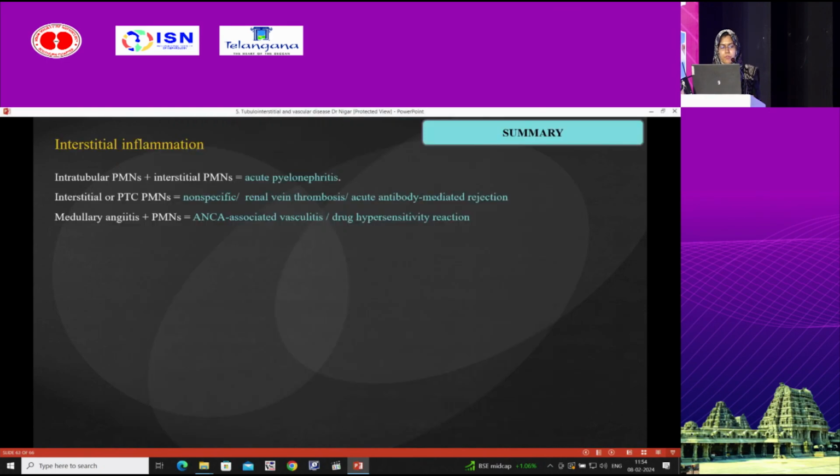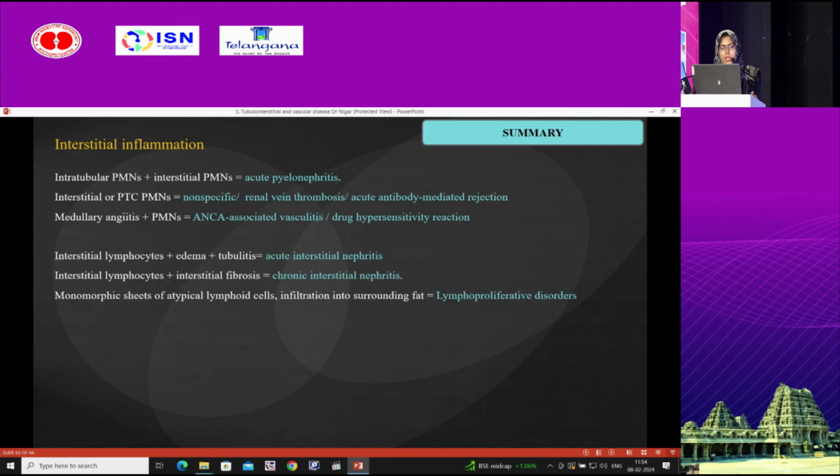So to summarize our findings, interstitial neutrophils with neutrophil casts suggest acute pyelonephritis. Polymorphonuclear cells in PTCs can be seen in renal vein thrombosis or acute antibody-mediated rejection. Medullary angiitis with neutrophils is usually seen in ANCA-associated vasculitis or drug hypersensitivity reaction. Interstitial lymphocytes with edema and tubulitis are usually seen in acute interstitial nephritis. Interstitial lymphocytes with prominent interstitial fibrosis is seen in chronic interstitial nephritis.